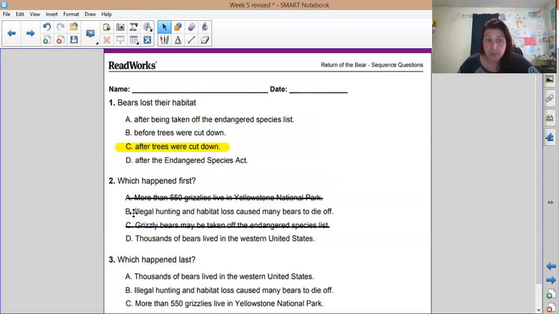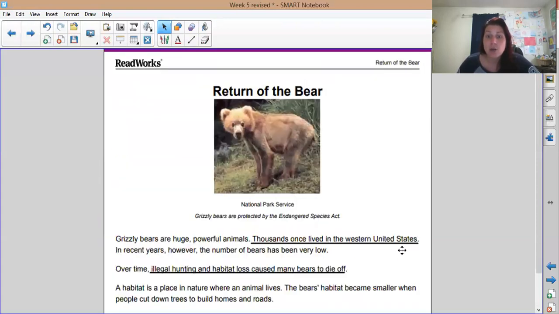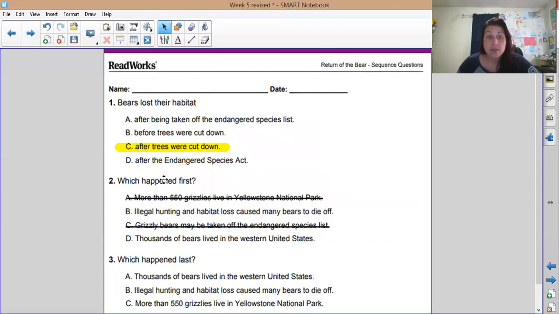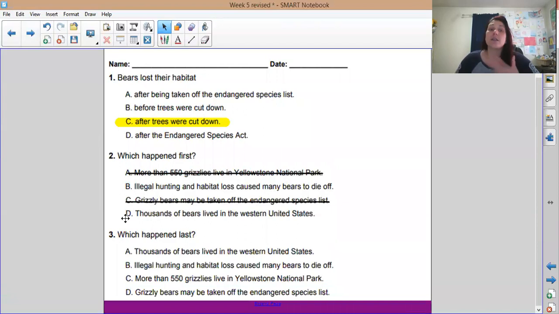Okay, they did reverse them here. I know B comes before D, but the first one that they mentioned was that they lived in the United States. The second one was about the hunting. So now we look here, the first one that they mentioned had to do with what? Thousands of bears lived in the Western United States. So your answer would be D.